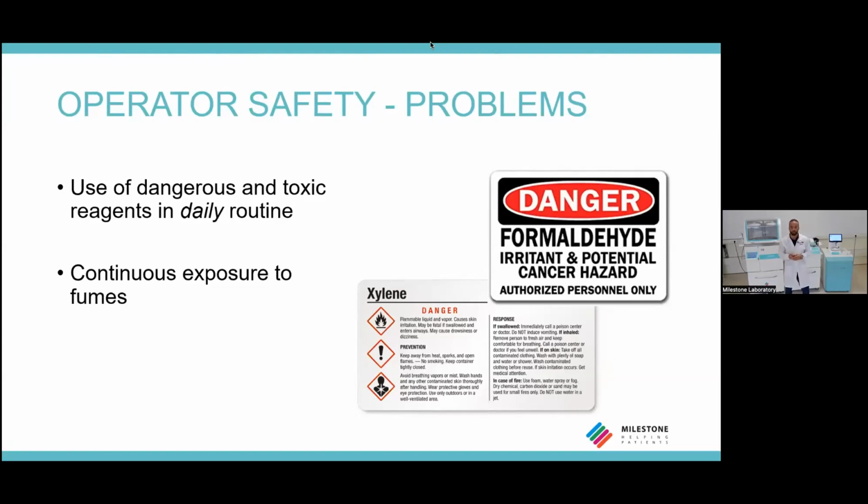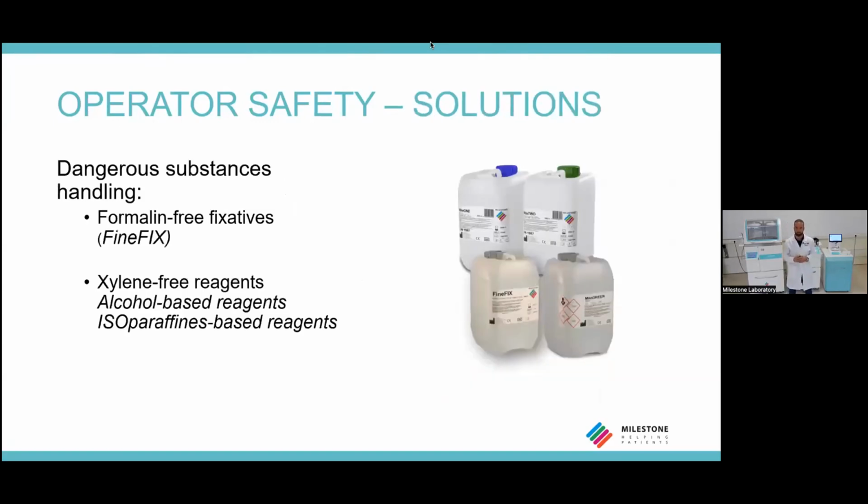In order to overcome that problem, our processors are designed to work with traditional reagents, xylene and formaldehyde, and green reagents too. So the Milestone solution is to replace xylene and formalin-based reagents with alcohol-based and isoparaffin reagents that are much safer. This minimizes dangerous fume exposure for the operators.